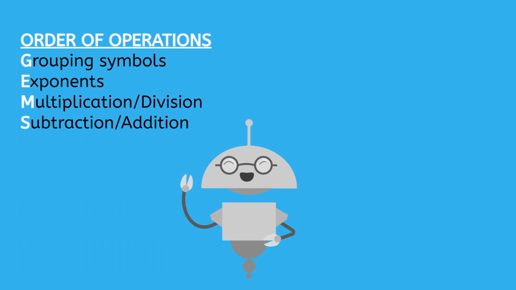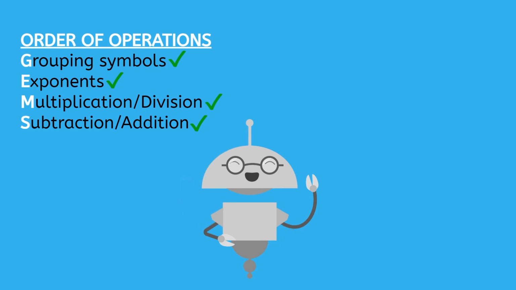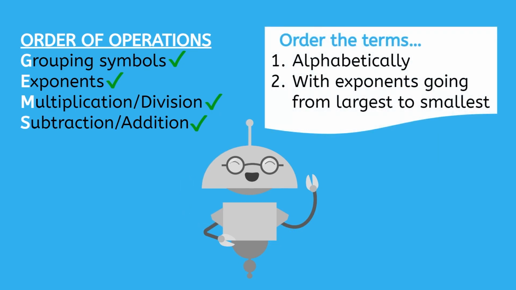Simplifying algebraic expressions with variables is not much different than evaluating algebraic expressions with only constants. We still want to follow our order of operations to help make the expression as simple as possible. But since we can only add and subtract like terms, your final answer will likely have more than one term in it. To put that final answer in the best form, order the terms alphabetically using their variables, and then order them with the exponents going from largest to smallest.